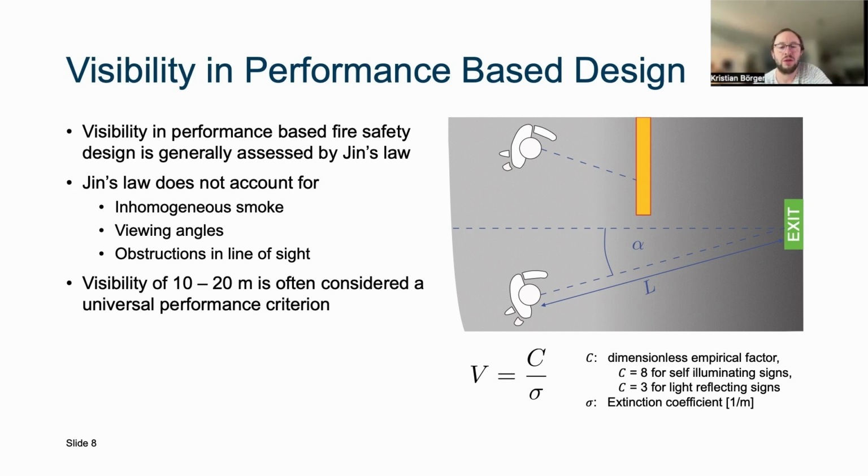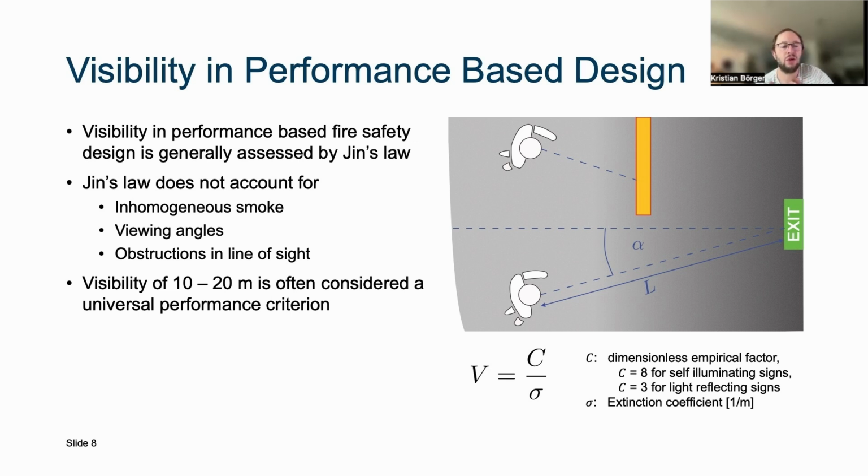So the problem with this approach is that it neglects an inhomogeneous distribution of smoke. When we're just looking at a single location and we compute a single value for visibility, that does not say much about the relative visibility to an actual exit sign that is at a certain distance I'm looking at. We also neglect that there might be a reduction of visibility by the view angle on the sign. So the perceived area of the sign reduces at larger view angles. And also, we do not consider visual obstructions in the line of sight between the agent or the observer and the exit sign if we just look at a local visibility.